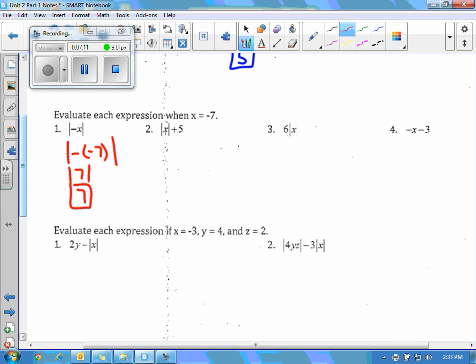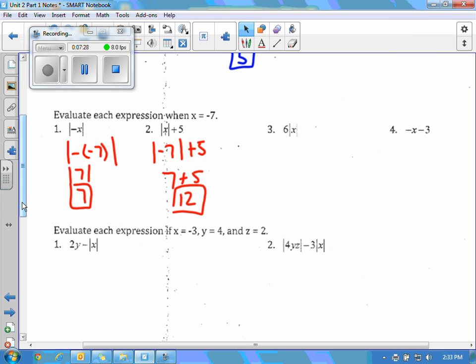For number 2, I'm going to have the absolute value of negative 7 plus 5. The absolute value of negative 7 is positive 7, plus 5 is 12. I'm going to let you guys do 3 and 4. Need any help? Make sure you ask in class.